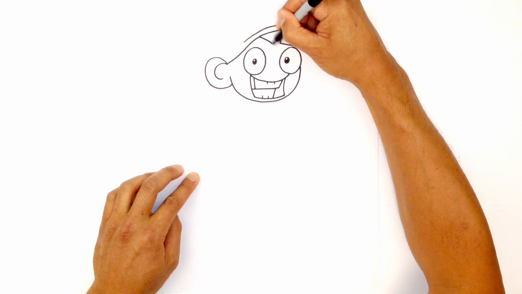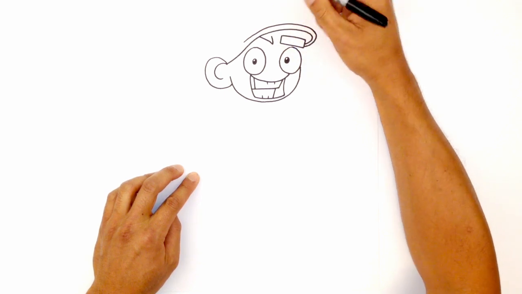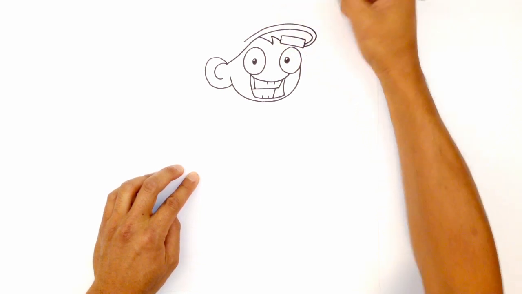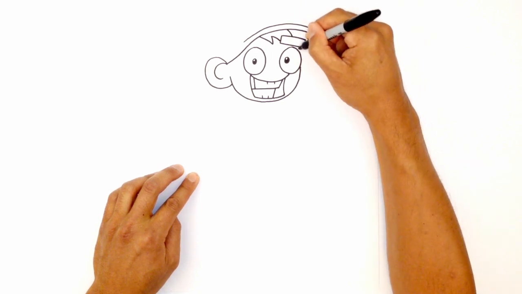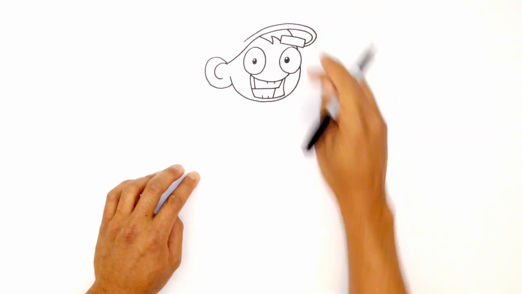So from here, I'm just going to draw a curve, going back up a little bit, and then we're going to tuck this in underneath the eyebrow. Up here we'll just draw the edge of the hair. And just above the eye, between the eyebrow and the eye, we're going to continue the side of the head up underneath the eyebrow like that.